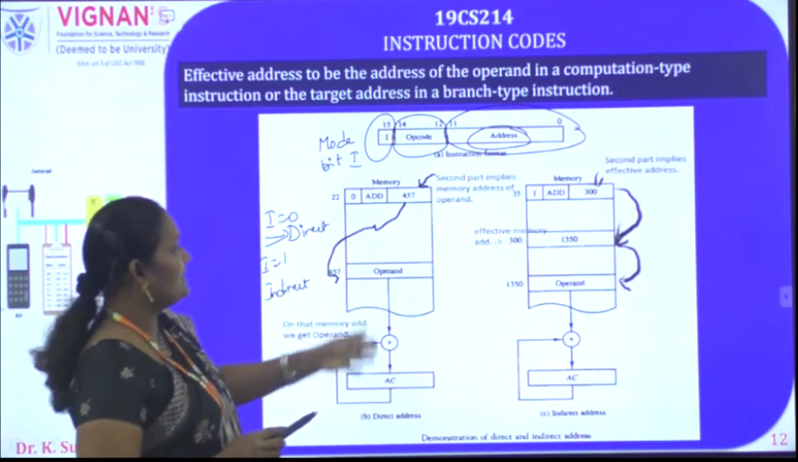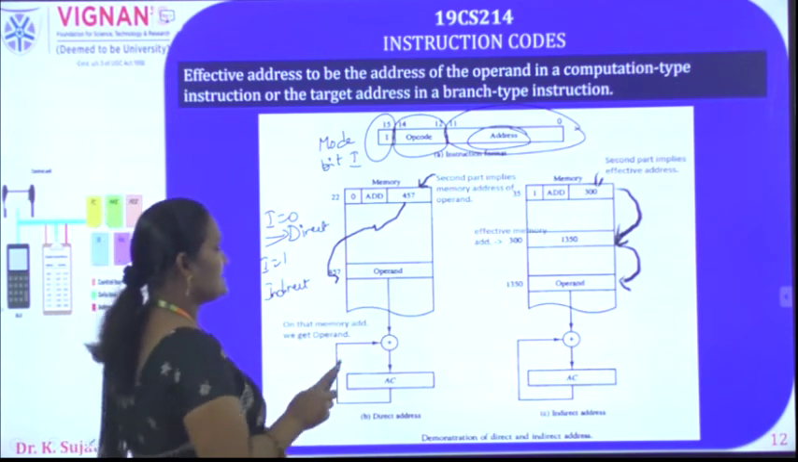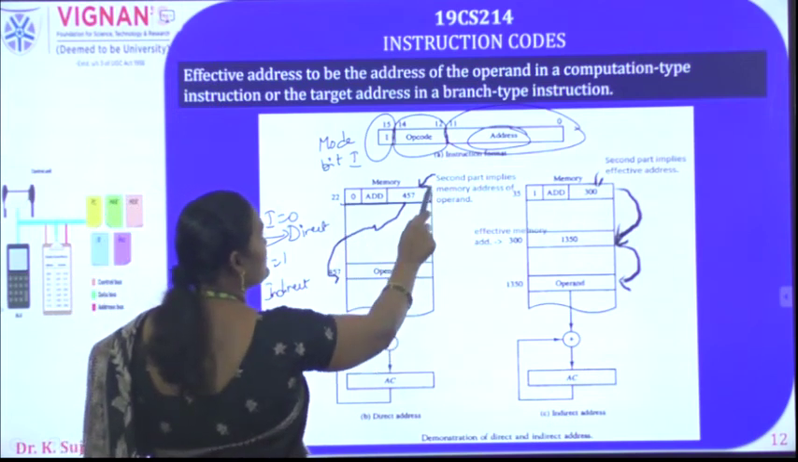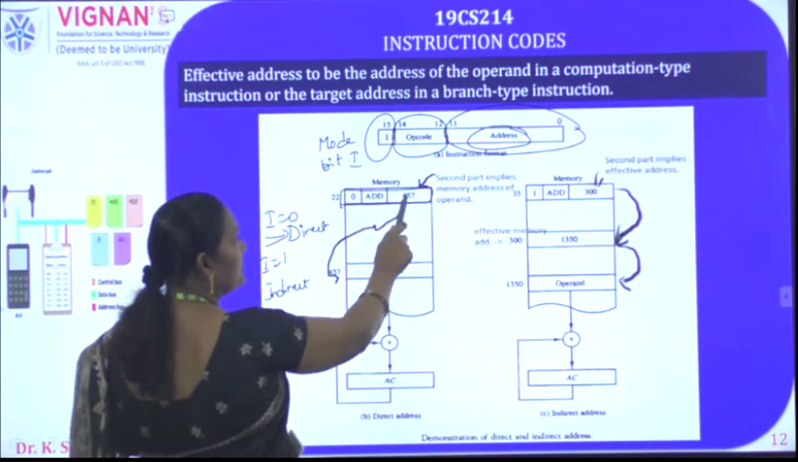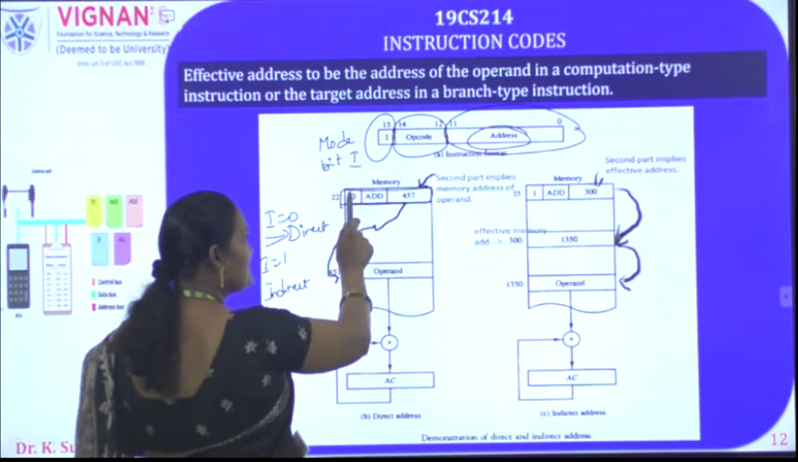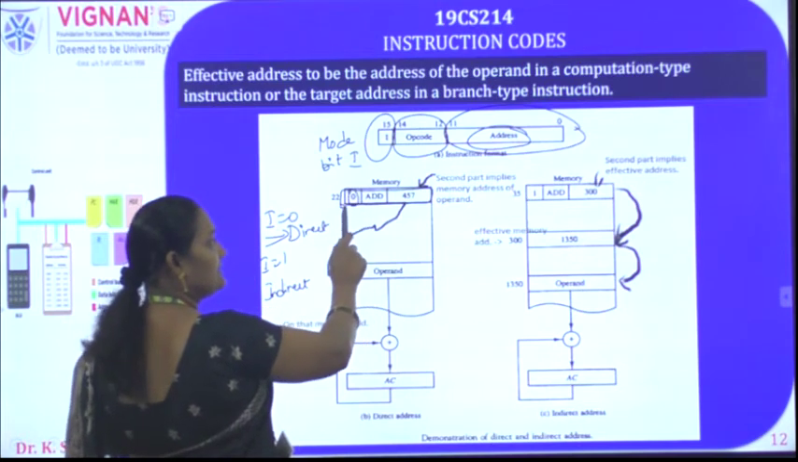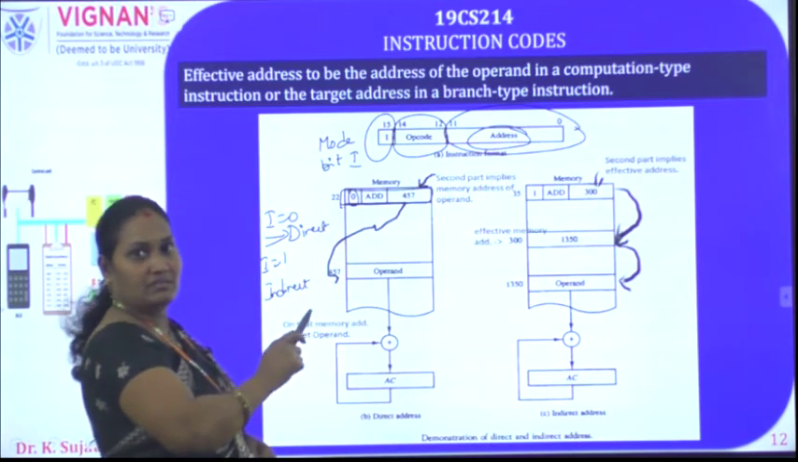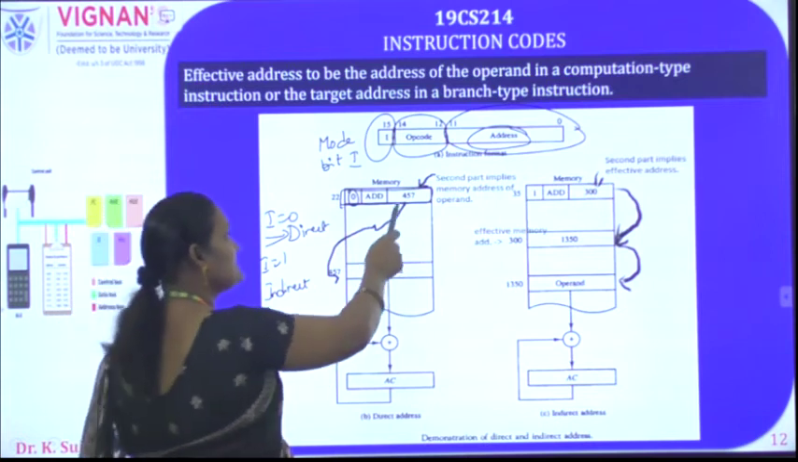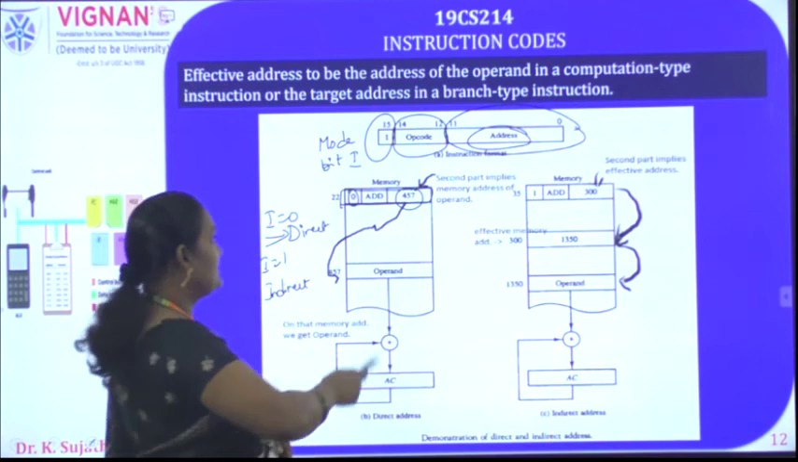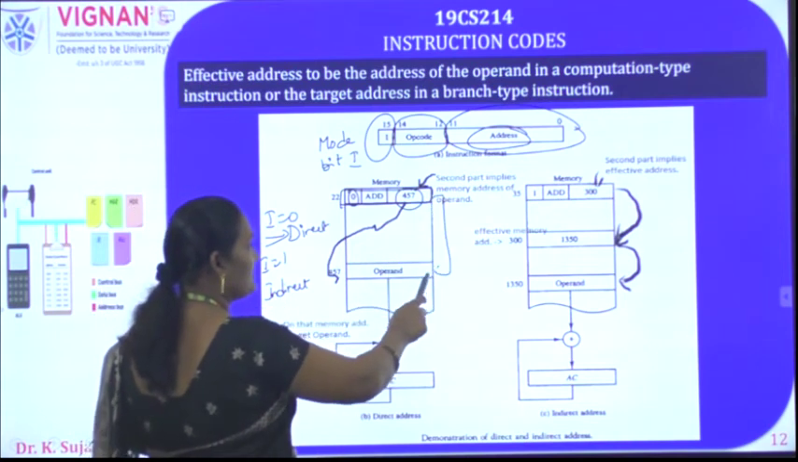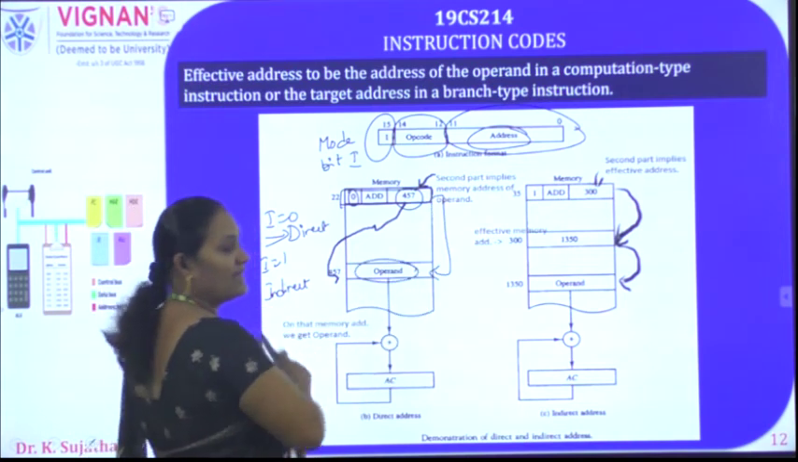Okay, for better understanding, we are giving an example. Let us see the example. Here I have written an instruction: 0, ADD 457. Since the mode bit is 0, this indicates direct addressing. Since it is direct addressing, this address indicates the operand. That is, if you go to this address in the memory, there you will find the operand.